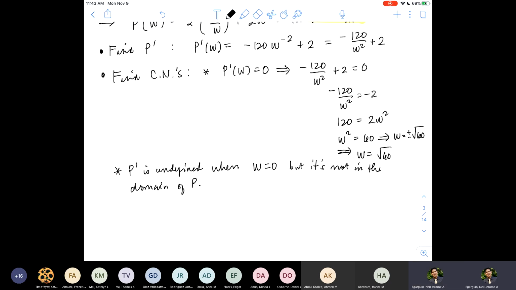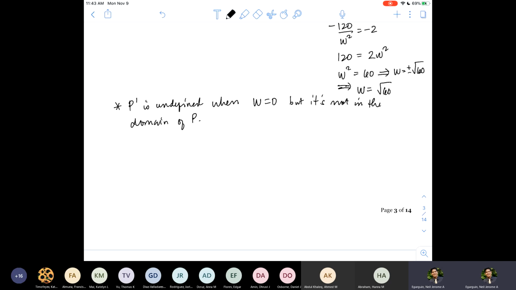Okay, so that means we only have one candidate here. Our only lone candidate is root of 60, right? That's the only remaining critical number that we have after eliminating those that don't make sense insofar as the problem is concerned. So now we need to check if the critical number will give a minimum, because remember, our goal is to find the dimensions that will require the minimum amount of fencing material, right?